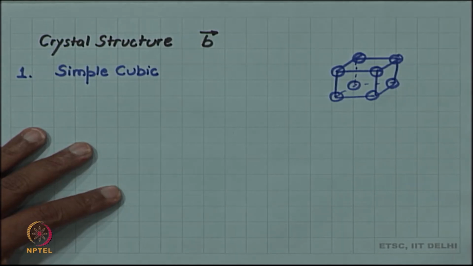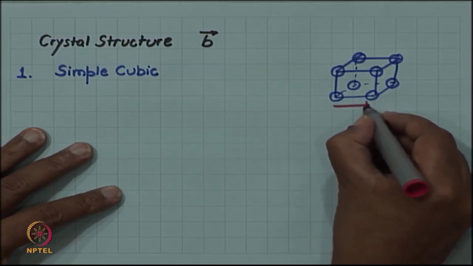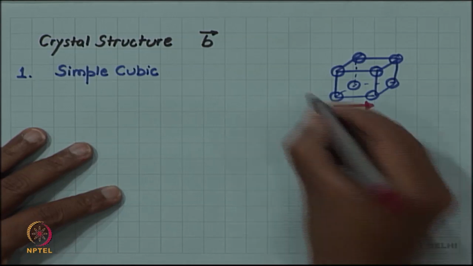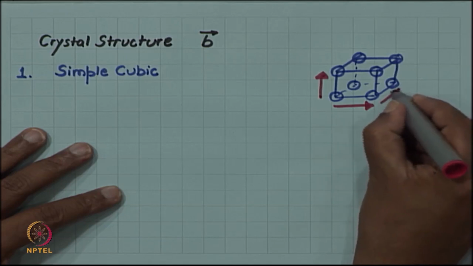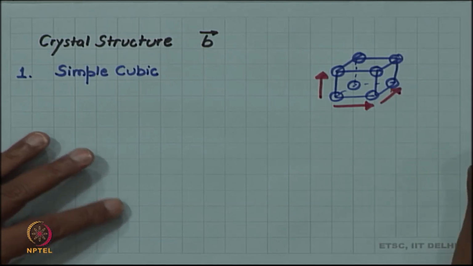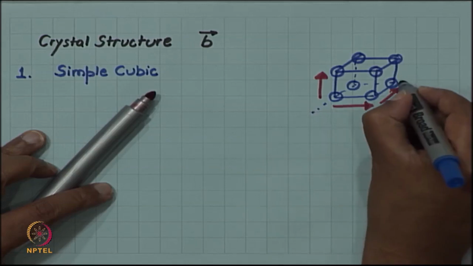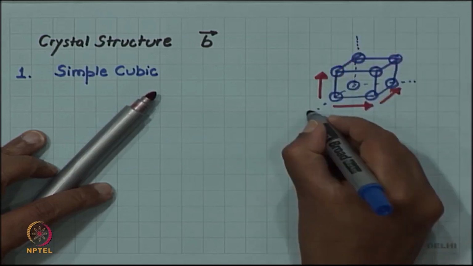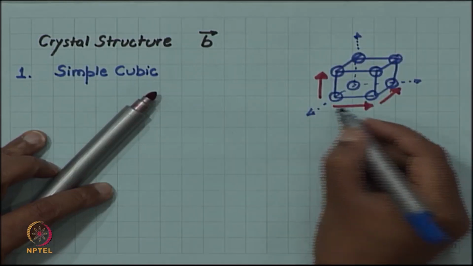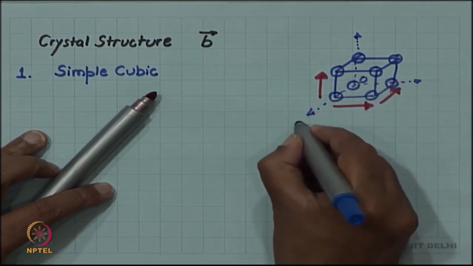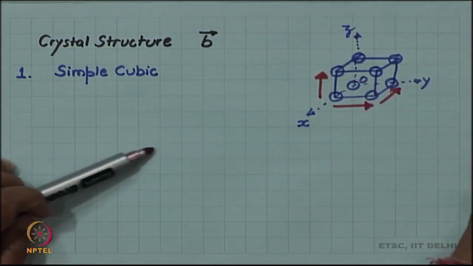So, here the shortest lattice vectors are obviously the edges of the cube. So, these will be the shortest lattice translations. Now, here there is an application of Miller indices which you have learned some time ago. So, we will use that. If this is the origin, this is the x axis, this is the y axis and this is the z axis.